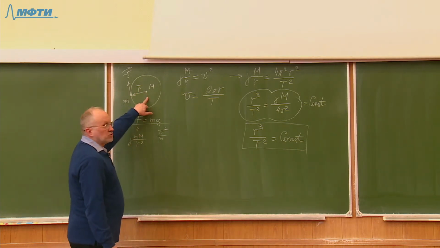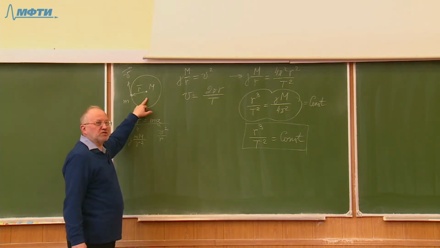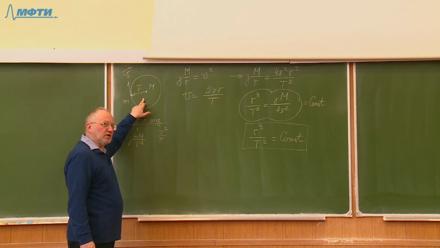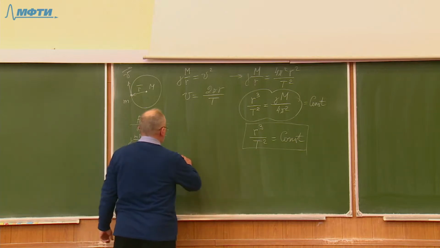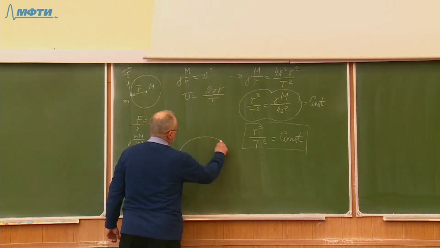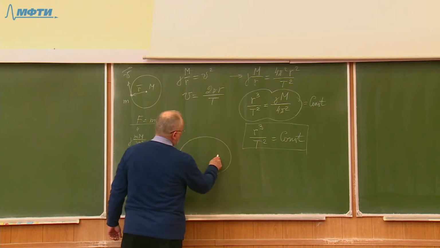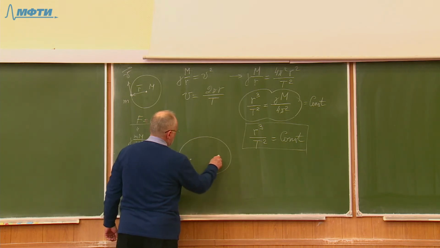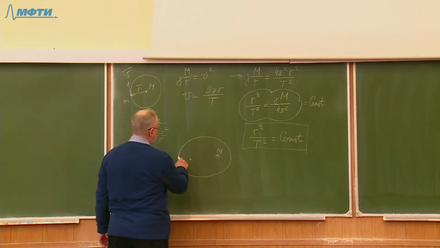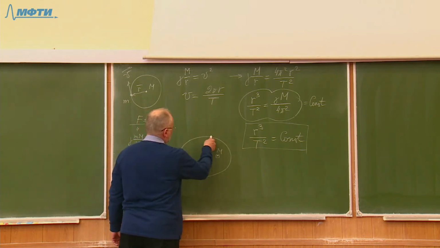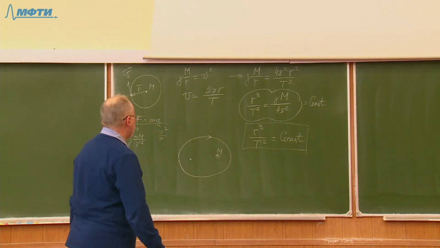Actually, the planets do not move along circular trajectories. You know that the orbit of each planet, according to the first law of Kepler, is an ellipse. So if I draw an elliptical orbit, then the sun will be in one of its focal points. So for example, here is the sun of mass capital M, and the planet orbits the sun moving along the elliptical orbit.